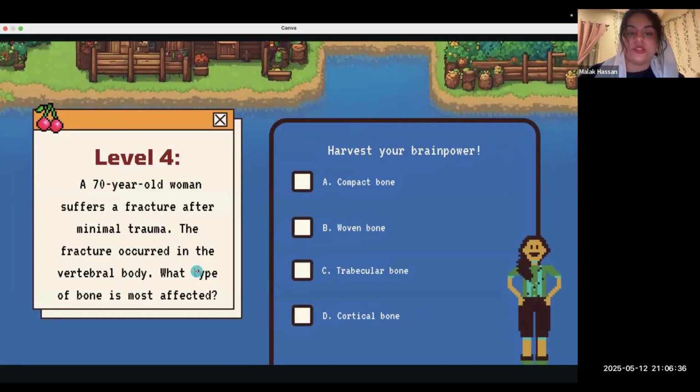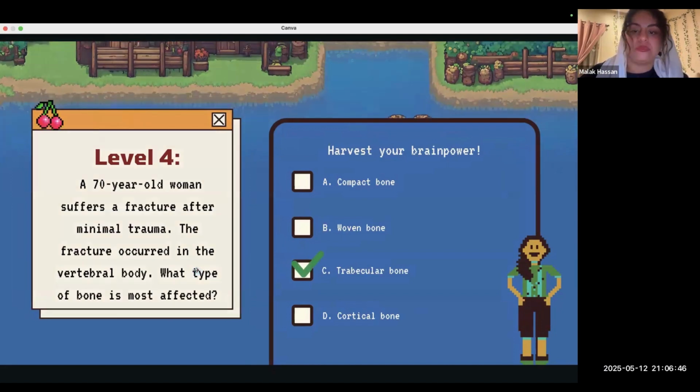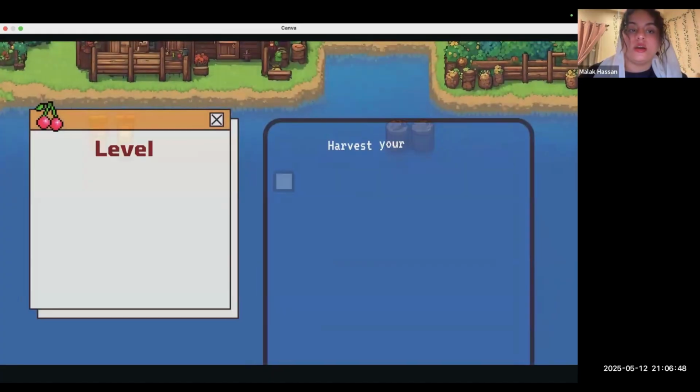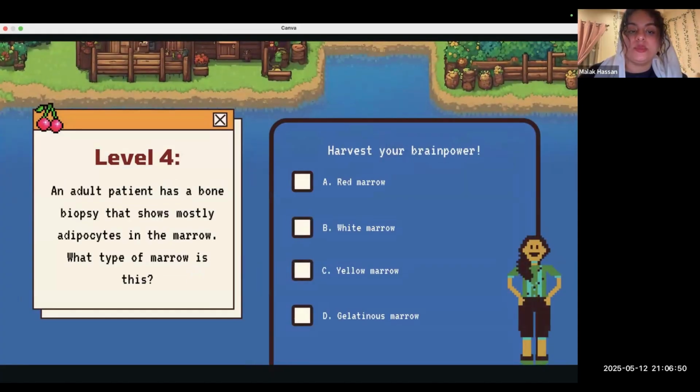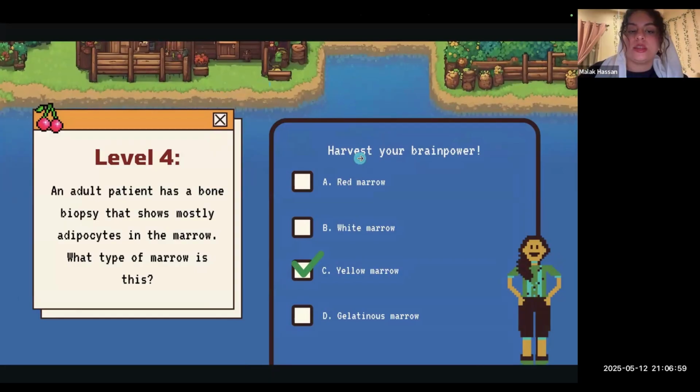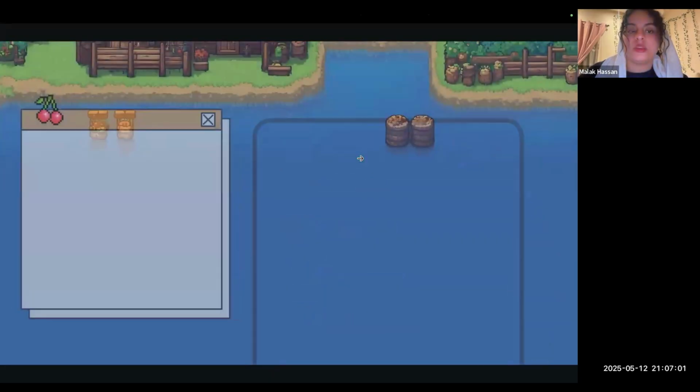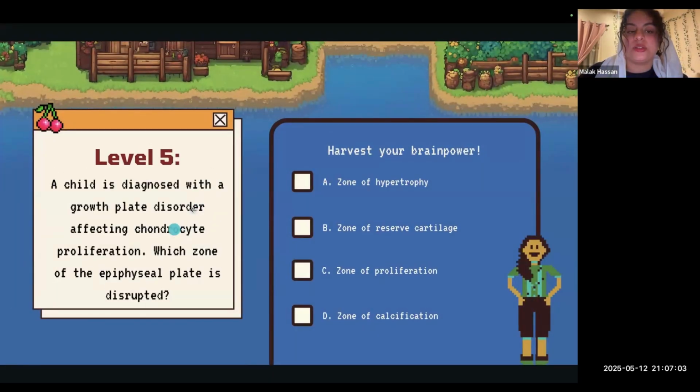A 70-year-old woman suffers a fracture after a minimal trauma. The fracture occurred in the vertebral body. What type of bone is most affected? Trabecular bone, because it's weaker. An adult patient has a bone biopsy that shows mostly adipocytes in the marrow. What type of marrow is this? It is yellow marrow.